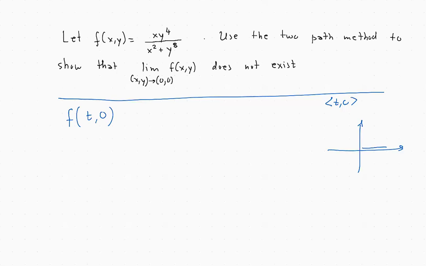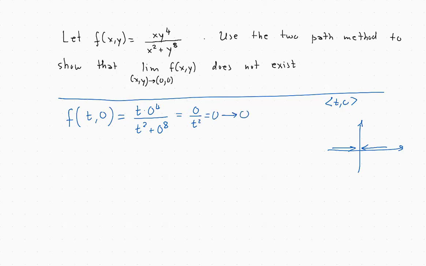So what do we find? f of (t, 0) is t times 0 to the 4th over t squared plus 0 to the 8th, which is really 0, right? I mean, it's 0 over t squared, which is 0. And this approaches 0 as t tends to 0. So along this path, we found 0.